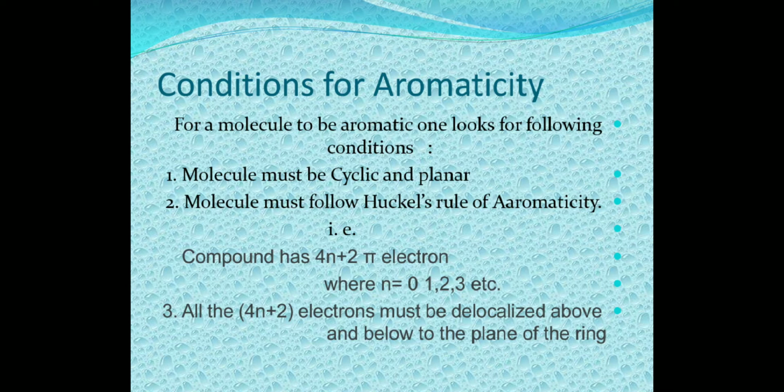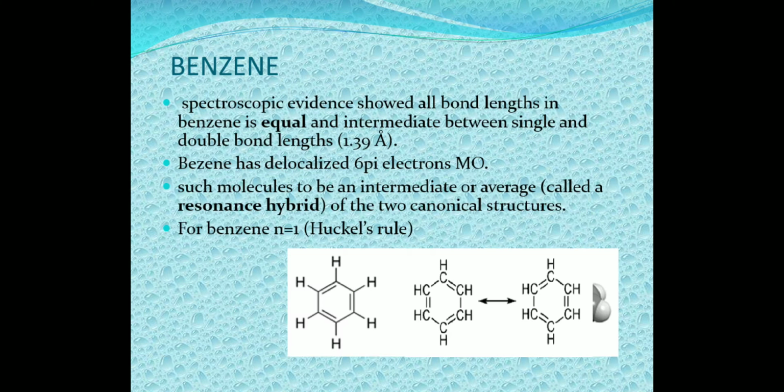What are the conditions for aromaticity? For a molecule to be aromatic, one looks for the following three conditions. Condition number one, the molecule must be cyclic and planar. Condition number two, the molecule must follow Huckel's rule of aromaticity, that is, it has 4n plus 2 pi electrons where n is equal to 0, 1, 2, 3, and so on. And number three, all the 4n plus 2 pi electrons must be delocalized above and below the plane of the ring.